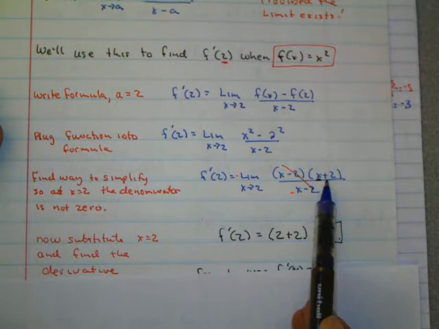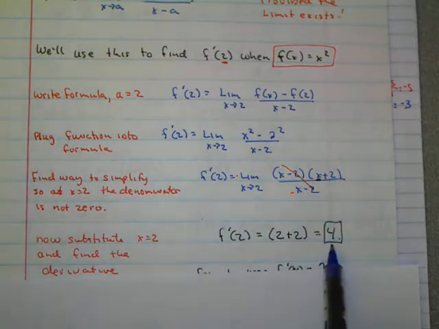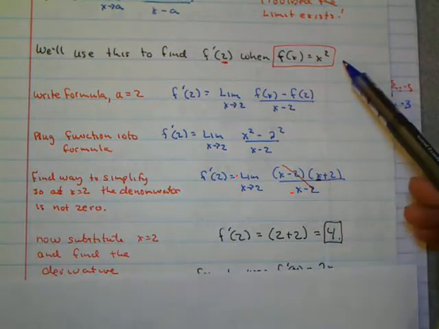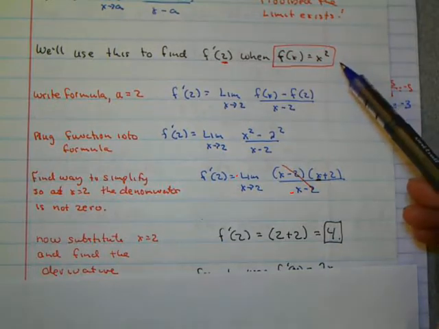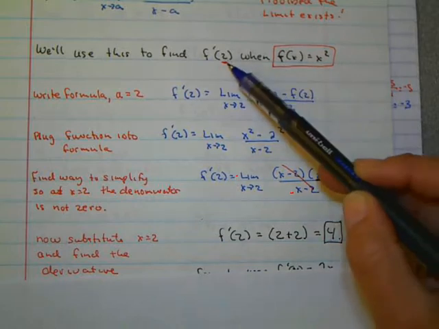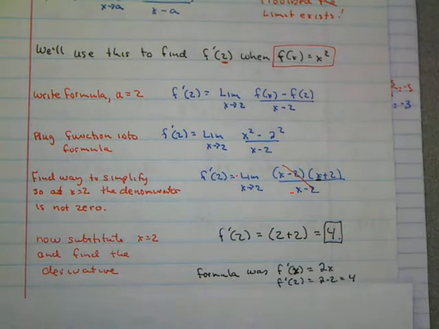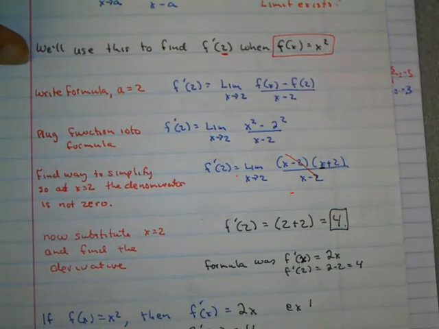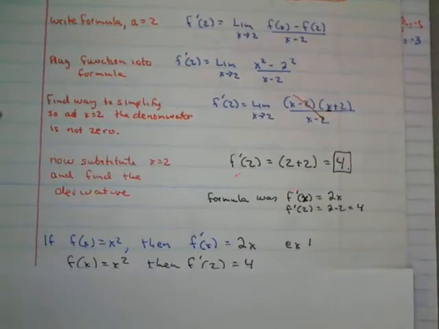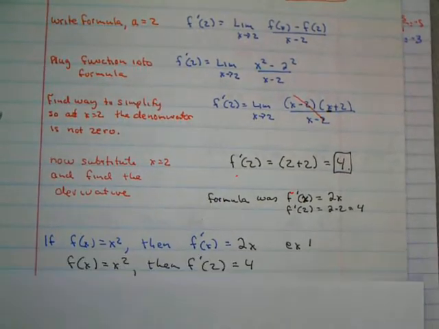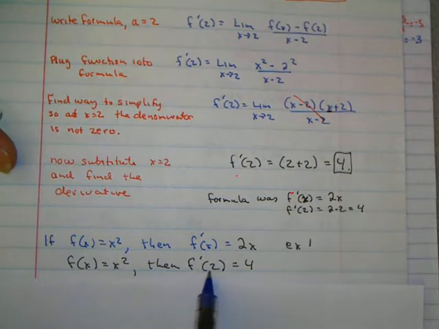So that tells me that the slope of f of x equals x squared at 2 is 4. So if f of x equals x squared, then f prime of x equals 2x. We learned that in the last example. So that tells us f prime of 2 is 2 times 2, which is 4, and we just proved it with our alternate definition.